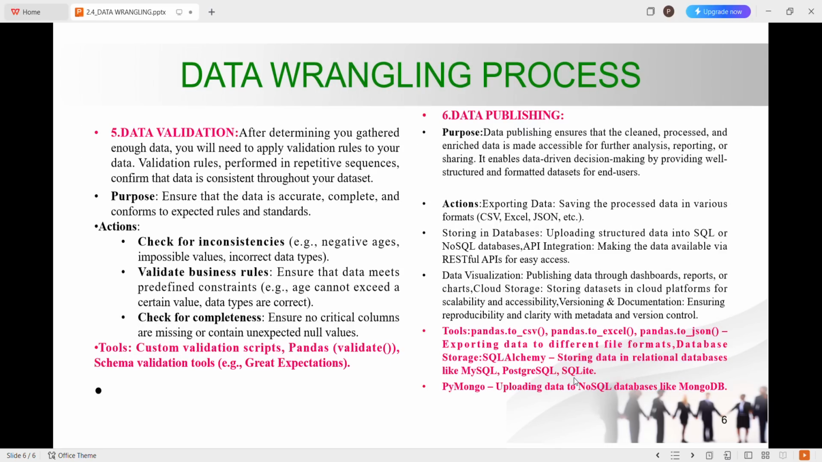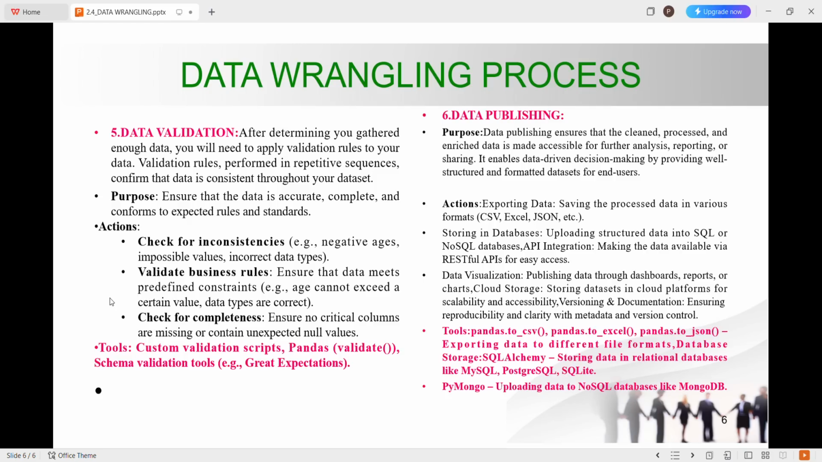Then once the data has been enriched, go in for a data validation step, to find out that the data is accurate, complete, and conforms to the expected rules and standards. What will we be checking here? We will be checking for inconsistencies, and ensuring the data meets the predefined constraints. So validate the rules and check for completeness. The usual command that will be used is validate.